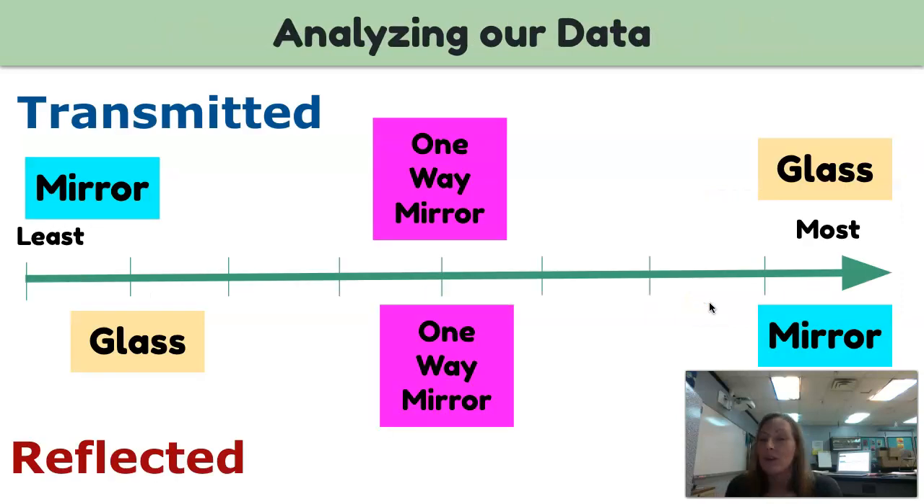Okay, so if we look at our data, here is a number line that I showed yesterday in class. We can see that the one-way mirror is in the middle, with about half the light being transmitted through and about half the light being reflected. Glass, on the other hand, very little light reflected, most transmitted, and mirror, very little transmitted and most reflected. The reason I showed this number line is because we can see our one-way mirror is like the middle of a mirror and a glass. It's in between both of them. It acts 50-50 as a mirror and 50-50 as a piece of glass.